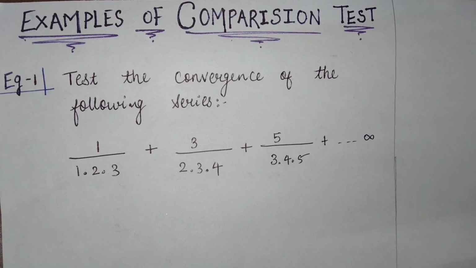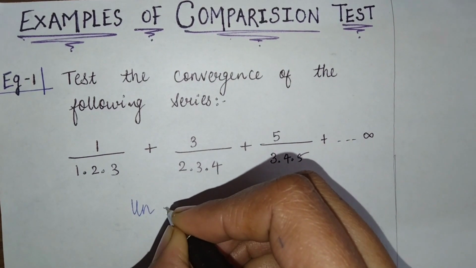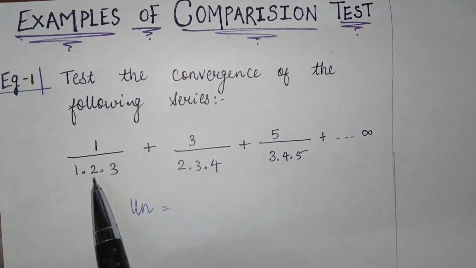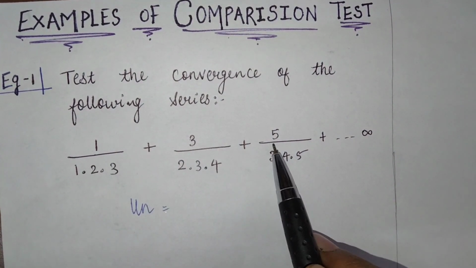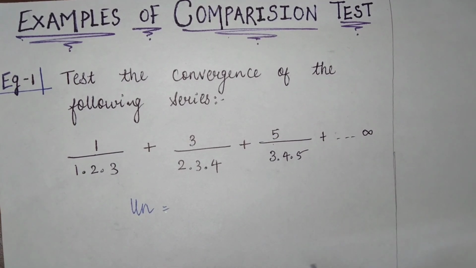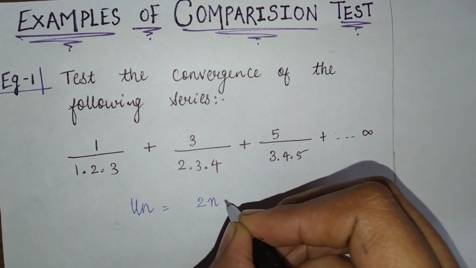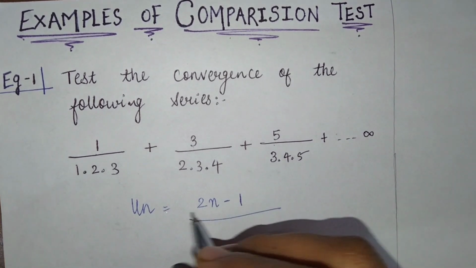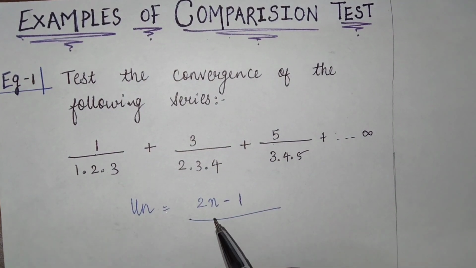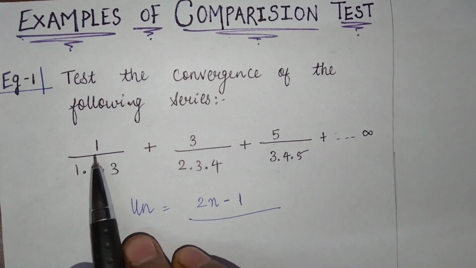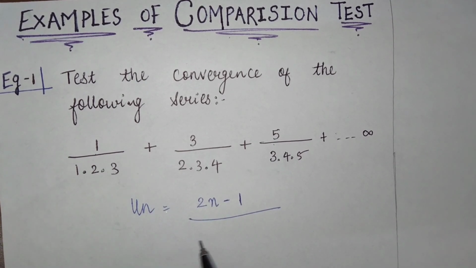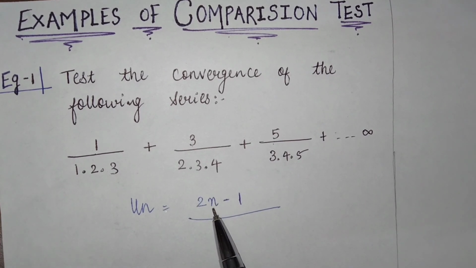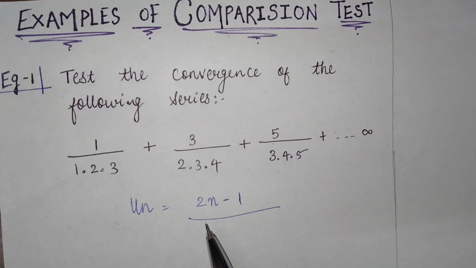So first of all, from this series we can find out un. So un will be, here in the numerator part we have terms 1, 3, 5, 7 and so on. So we can write it 2n minus 1, that is our numerator will be of the form 2n minus 1. Because whenever you put 1 here, then only you will get 1. 2 minus 1, 1. If you put n equal to 2, then you will get 3. If you put n equal to 3, then you will get 5. So our numerator will be 2n minus 1.